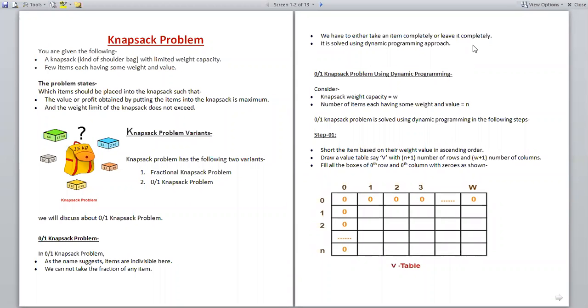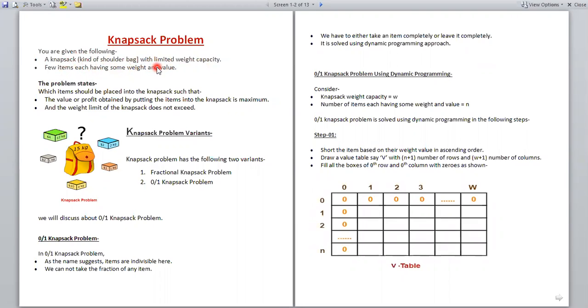And today we are talking about the knapsack problem. I know you have a basic idea about the knapsack problem, because when we were talking about the greedy approach, we discussed the knapsack problem. What is a knapsack? A knapsack means one kind of shoulder bag with a limited weight capacity, and there are a few items having some weight and value.